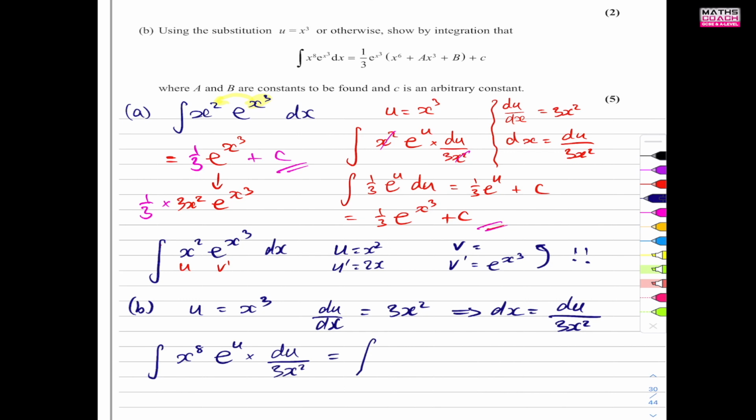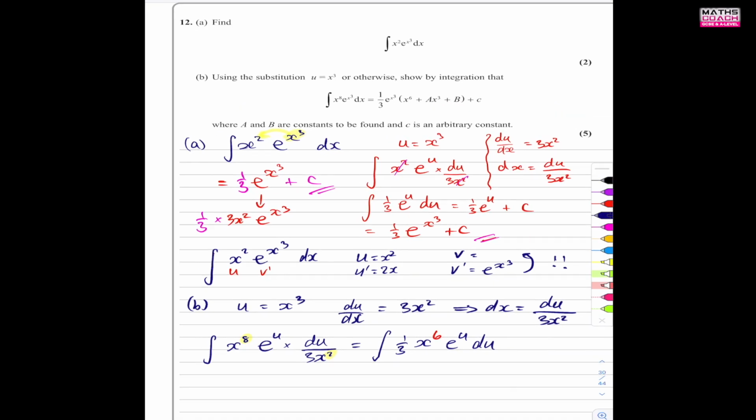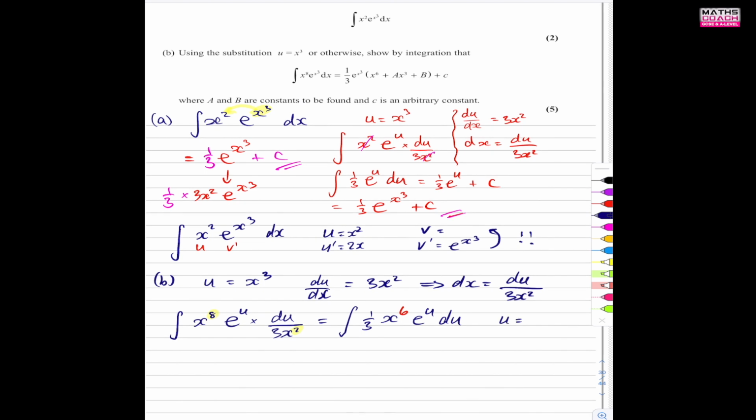So simplify here, we have a third of x to the power of, so if we now subtract the powers, the power of 8 minus 2 is power of 6, x to the power 6, and then e to the power of u du. If we now go back to our substitution, u equals x to the power 3. If we square this, we get x to the power of 6. So x to the power 6 is basically our u squared. So it becomes 1/3 of u squared e to the power u du.